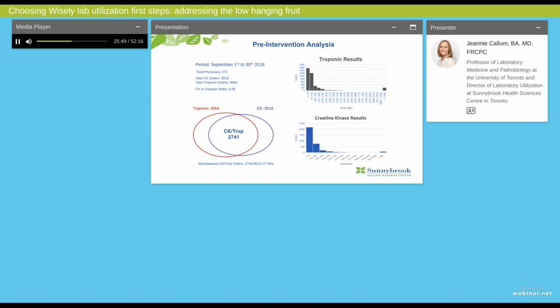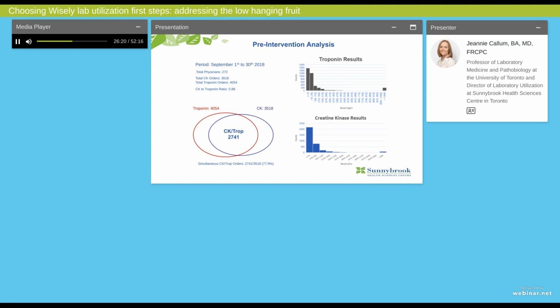So the first thing, like we did with the first project, is we looked at the data. This is just for one month in September, and we looked at how many doctors were ordering CK or troponin, and what the ratio was, and how often they were ordered together. So our CK to troponin ratio was running at about 88%. It was super high. We didn't really have a clue of where we needed to get this to, but we wanted to get it below 25%.